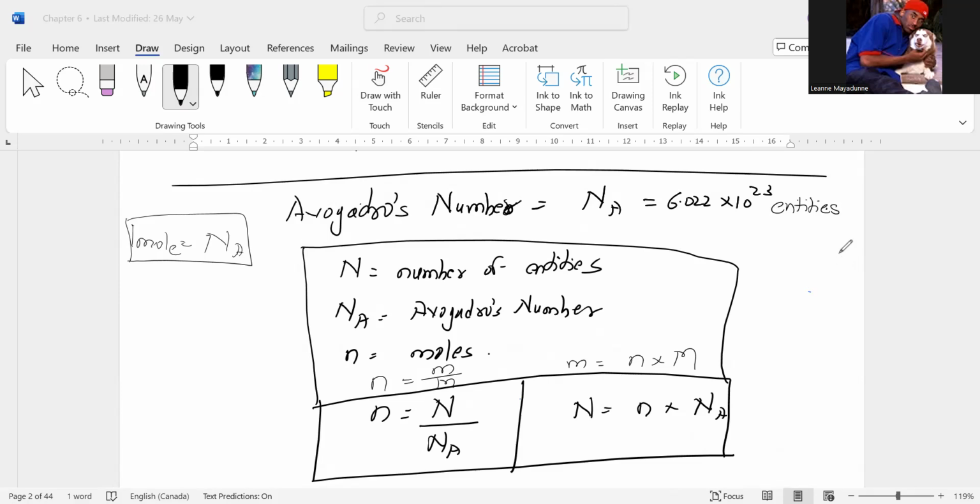And we can use a similar triangle as we had earlier. So n would be capital N over Na. If you need number of moles, it is number of entities over Avogadro's number. If you need number of entities, then it is number of moles multiplied by Avogadro's number.